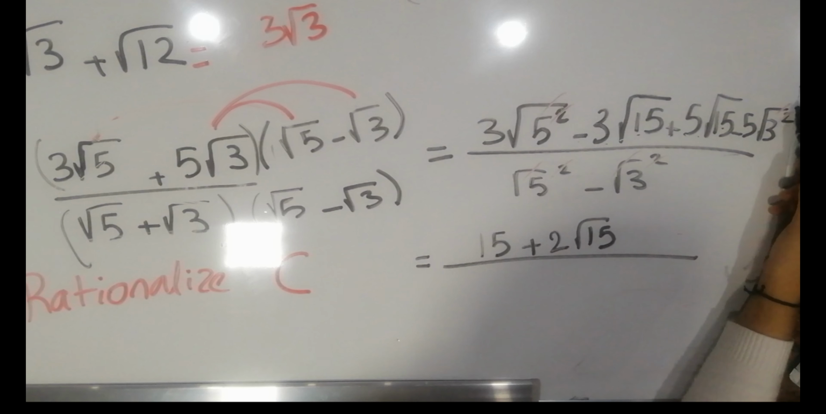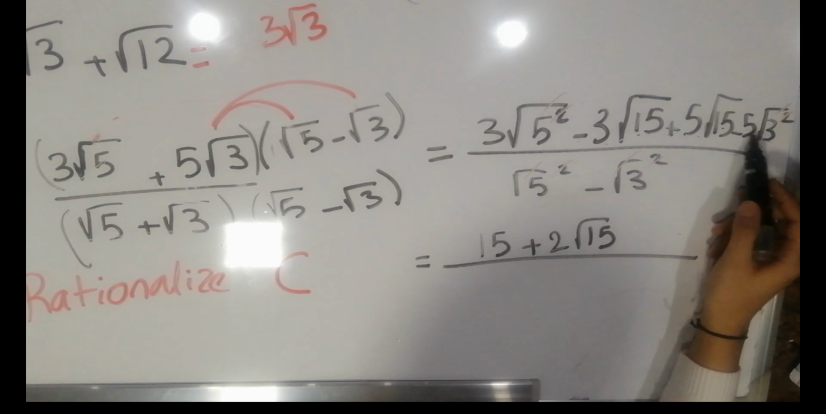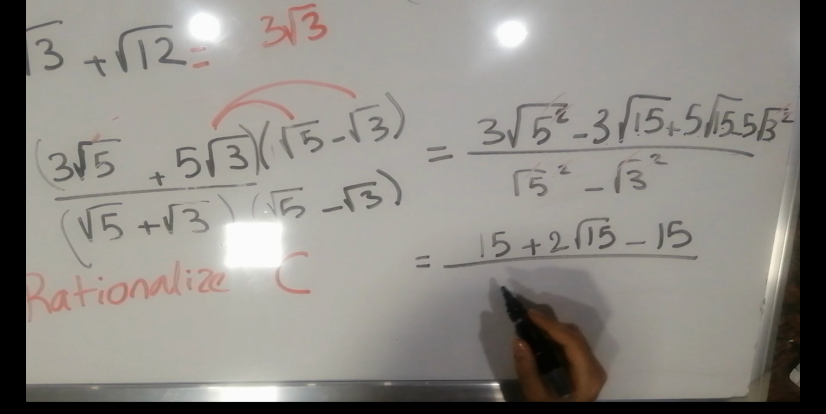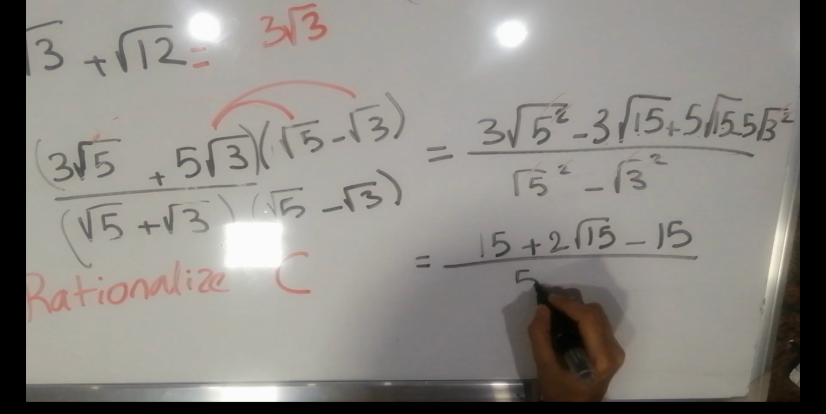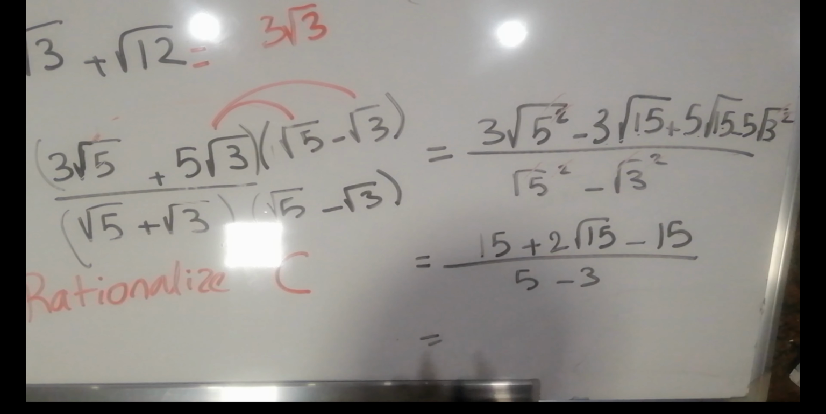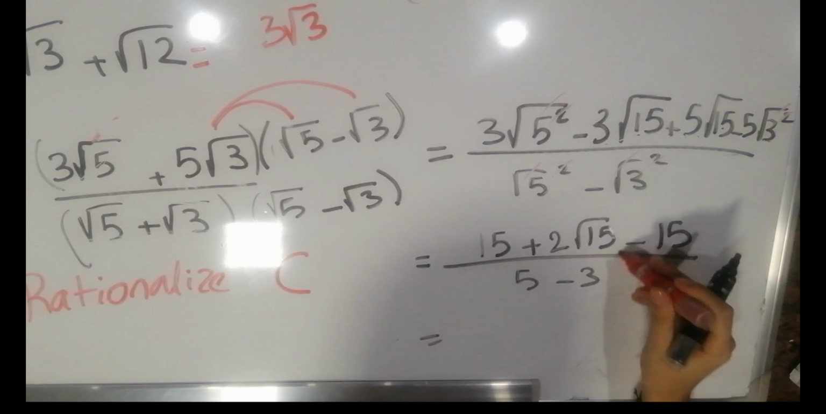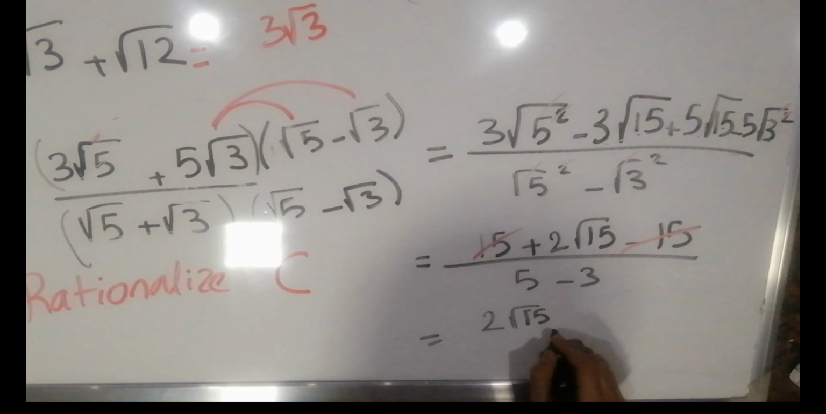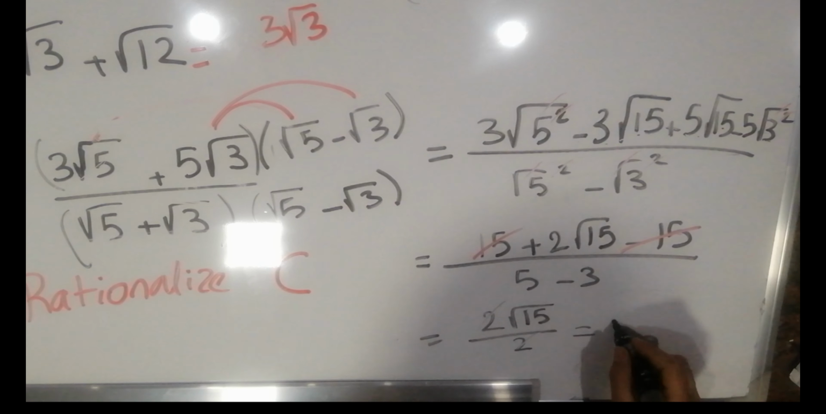And whenever the radical is removed, I should multiply 3 times negative 5. It will be negative 15. And in the denominator, 5 minus 3. Now, you can see that minus 15 and plus 15 cancel. Okay, great. So we have 2 radical 15 over 5 minus 3, which is 2. Good. So the 2 and 2 can be simplified together, and our answer is radical 15.